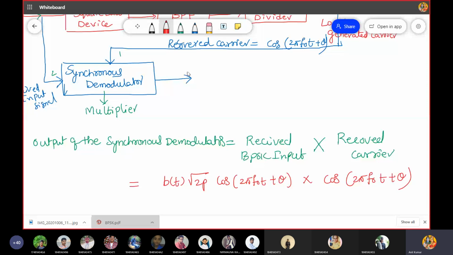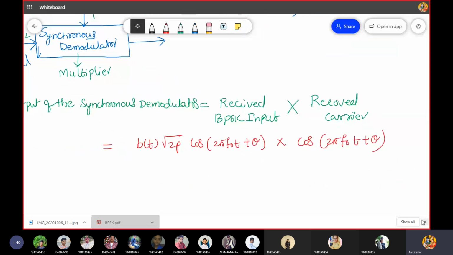So the locally generated carrier is generated locally, and it is given to the demodulator. Here the demodulator section will multiply the two inputs. The first input is the received BPSK input signal, and the second input is the carrier signal. Is it okay? Right. This one is the carrier signal, the locally generated carrier, and this one is the received BPSK signal.